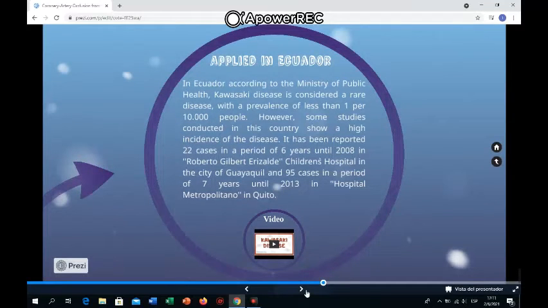Applied in Ecuador. In Ecuador, according to the Minister of Public Health, Kawasaki disease is considered a rare disease with a prevalence of less than 1 per 10,000.